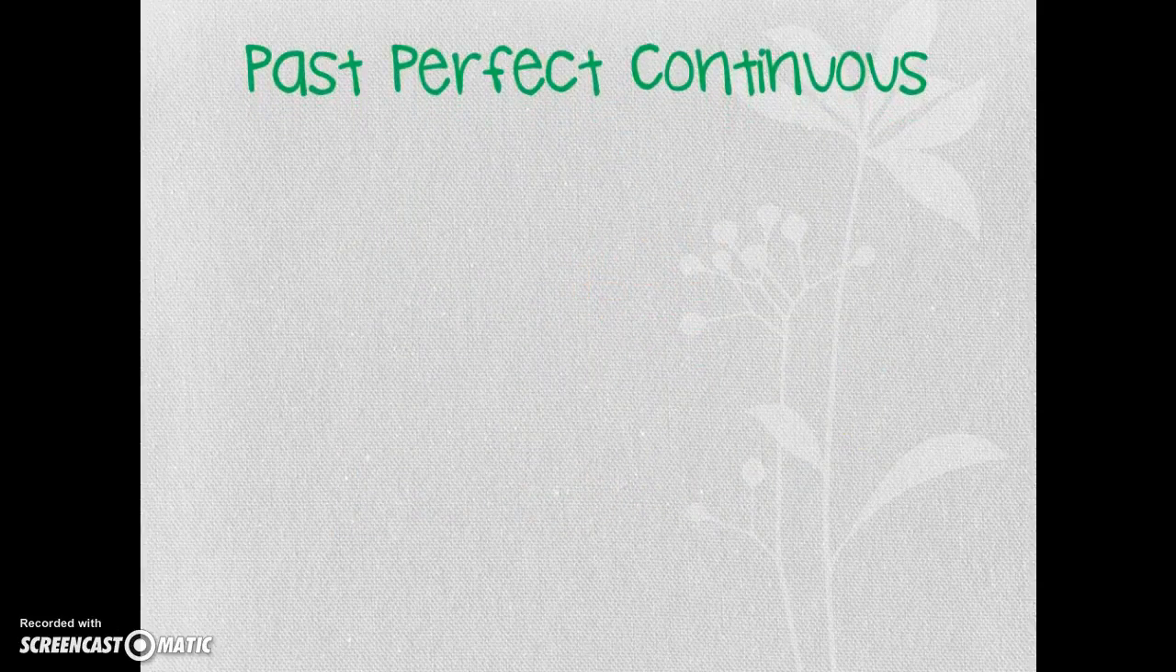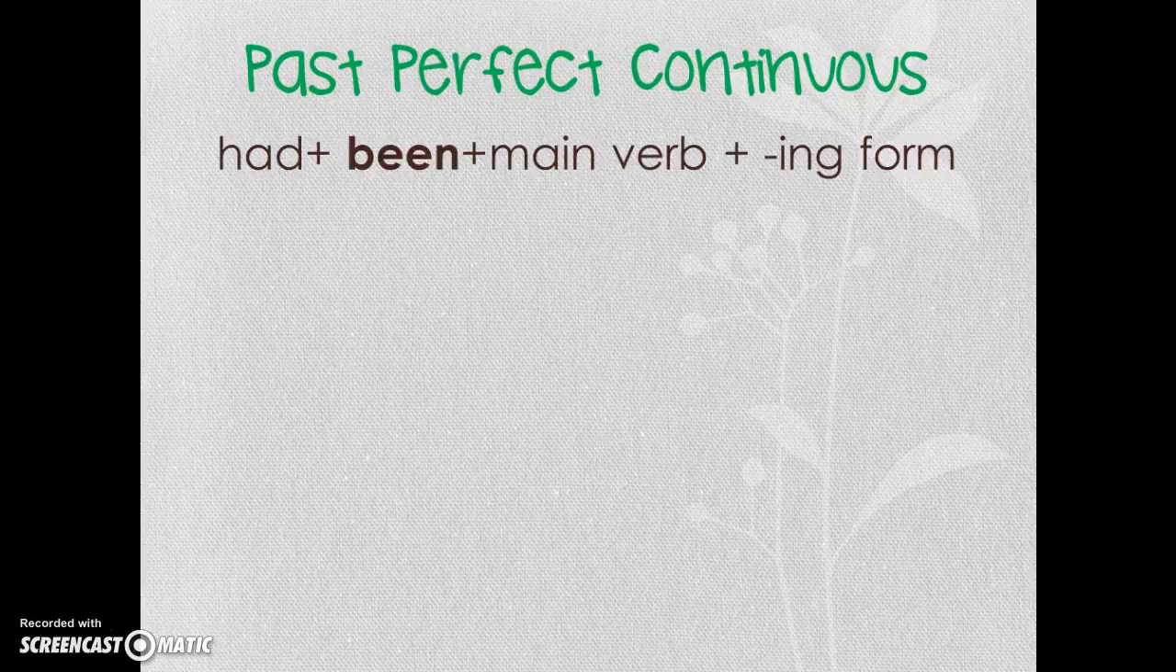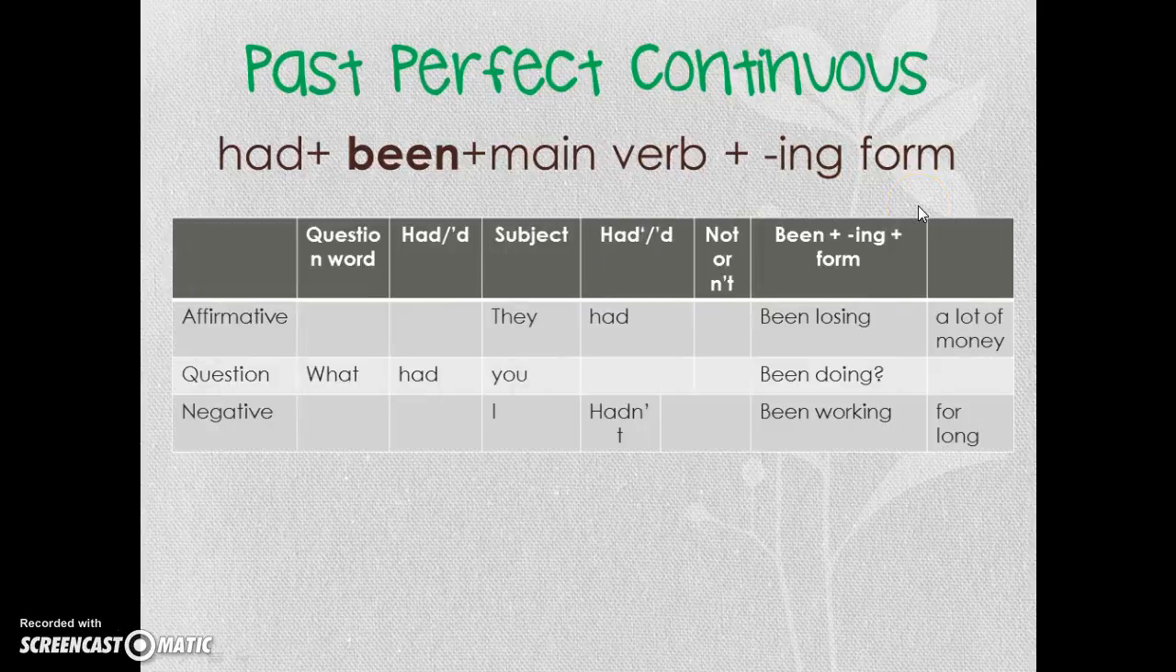The next tense I'm going to be talking about is the past perfect continuous. Again, we have a formula for it so you can identify it easier. You have the word had, the word been, plus the main verb, plus the ing form. Again, we're going to see the chart and you're going to see how to use it.